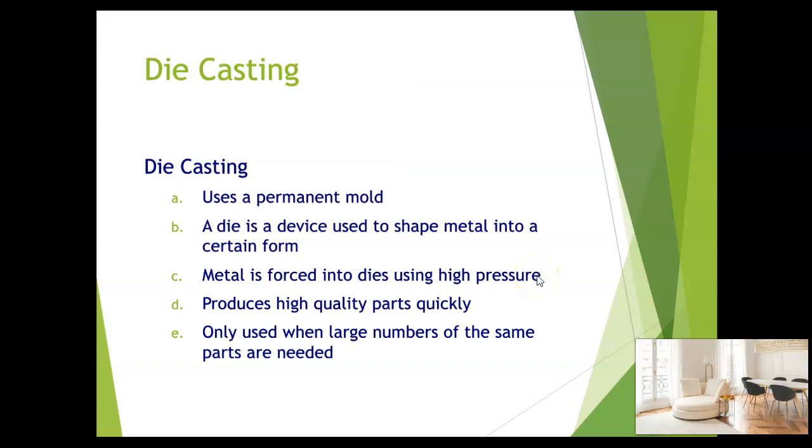All right. Die casting is probably one of the most accurate of these. It's also the most costly of the three methods. It uses a permanent mold. So in order to justify this, you've got to have a large enough quantity of parts needed to justify the expense to go and make a permanent mold. In this case, a die is used to shape the metal into the certain form. And that metal is then forced into the dies using high pressure. So this will produce a high quality part, and it makes them very quick.